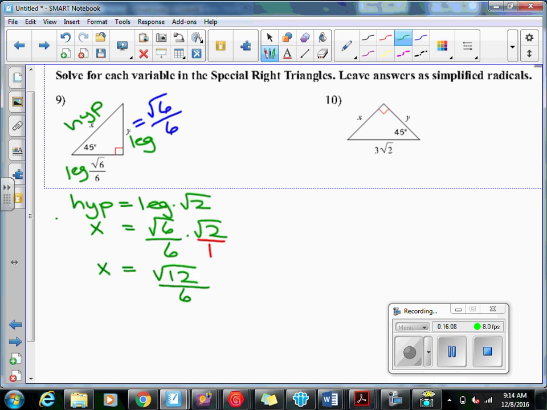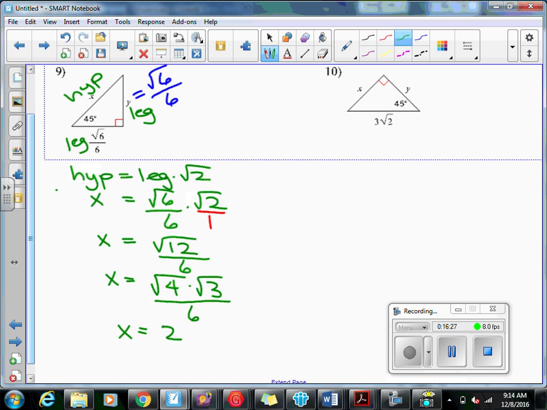Now, a lot of you, I know, want to leave it there, but you can't because there is a perfect square that divides into that 12. So you got to simplify it. The perfect square that goes into 12 is 4. So you're going to rewrite that as the square root of 4 times the square root of 3 divided by 6. Now, the square root of 4 is 2. So you've got 2 times the square root of 3 divided by 6. If you can reduce anything at this point, you have to. So the 2 and the 6 I know can be simplified. So 2 goes into itself once, 2 goes into that 6 3 times. So the answer for this particular problem will be the square root of 3 divided by 3.